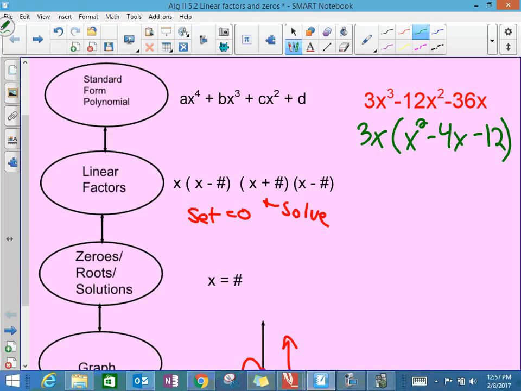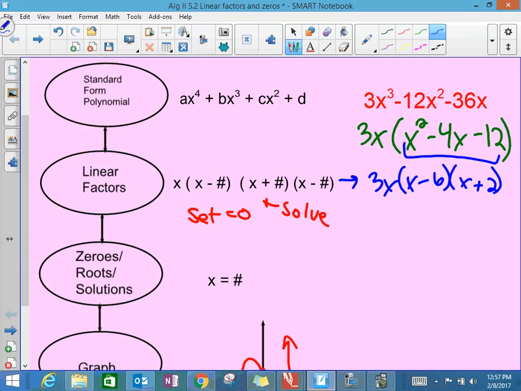Now, how can we go further? We can look inside the parentheses, right? Because now this is a quadratic, so how can we factor that? It multiplies to negative 12, adds to negative 4, negative 6, positive 2, right? So now we've gone from standard form to linear factors, right? So the linear factors of this equation are 3x, x minus 6, x plus 2.